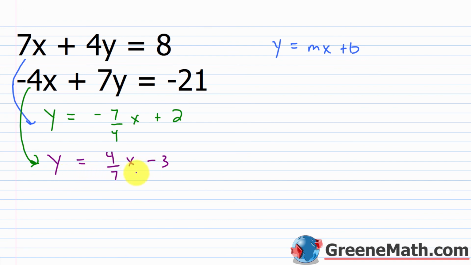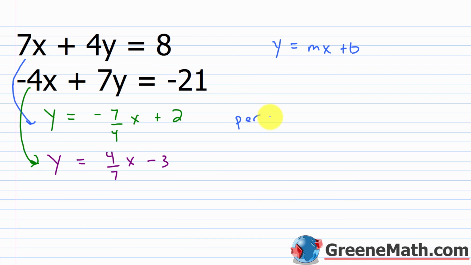So let's look at the slope in each case. This one, it's negative 7/4. This one, it's 4/7. Most of you can see that if I multiply those two together, I'm going to get negative 1, right? If I take negative 7/4 and multiply it by 4/7, this cancels with this, this cancels with this, I'm just left with a negative 1. So if the product of the slopes is negative 1, we have something known as perpendicular lines.